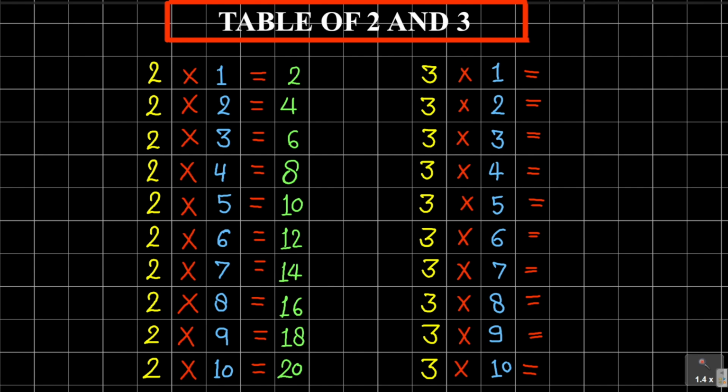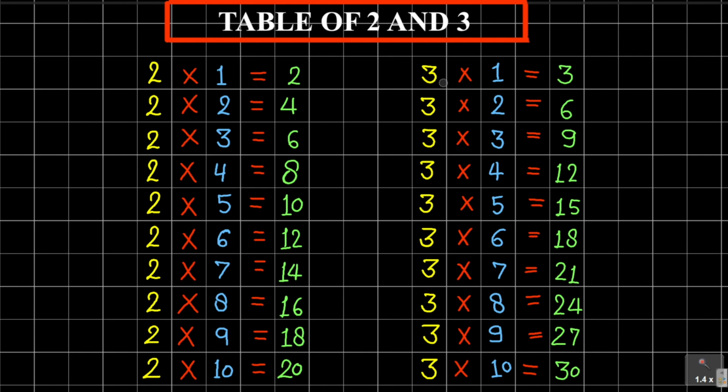तो अब हम लर्न करेंगे इसका टेबल। 3 1s are 3, 3 2s are 6, 3 3s are 9, 3 4s are 12, 3 5s are 15, 3 6s are 18, 3 7s are 21, 3 8s are 24, 3 9s are 27, 3 10s are 30.